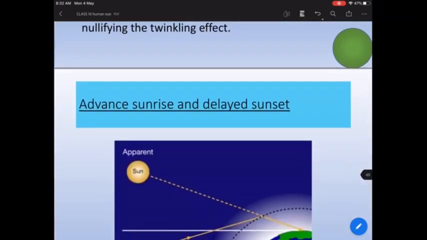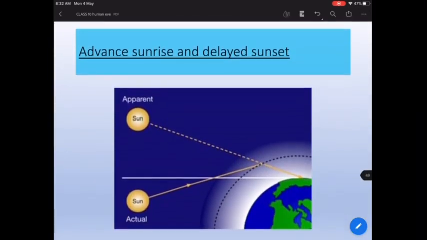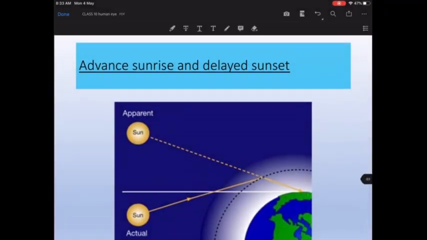Fine? Okay. Next, this is the third example of atmospheric refraction, which is advanced sunrise and delayed sunset. Now the same principle will apply here also. What is the principle? Now look at this.